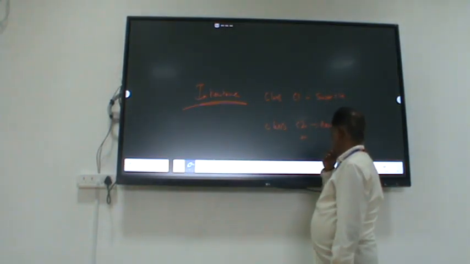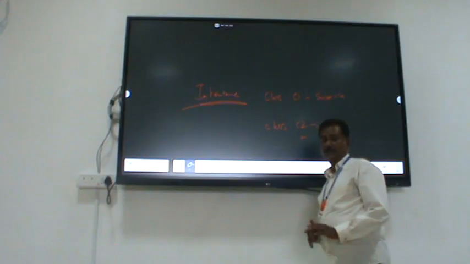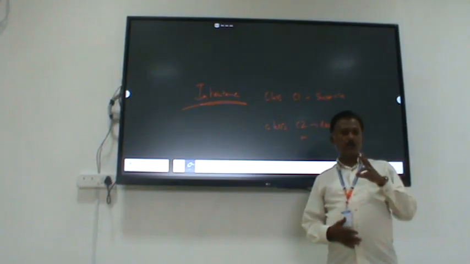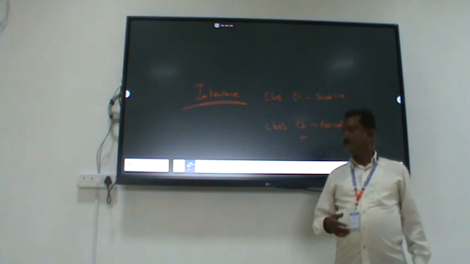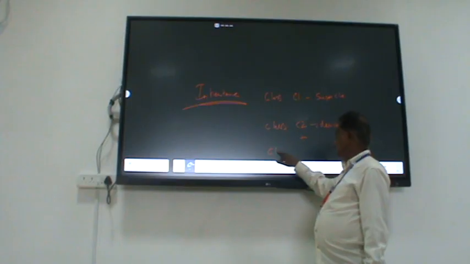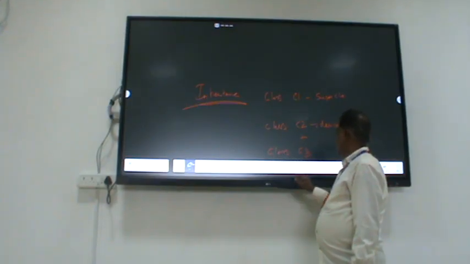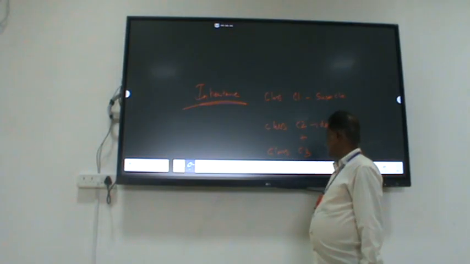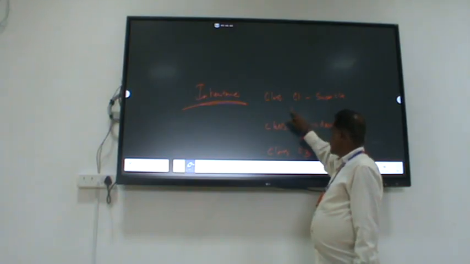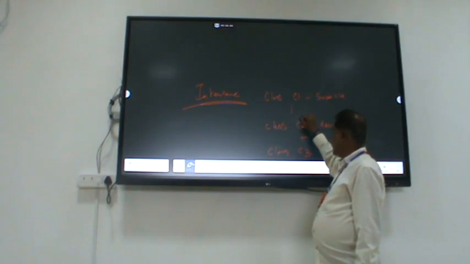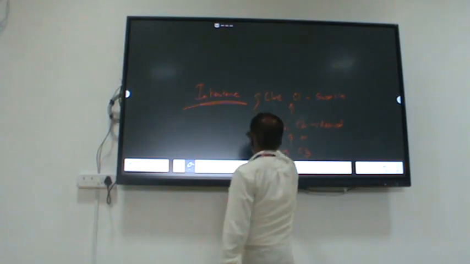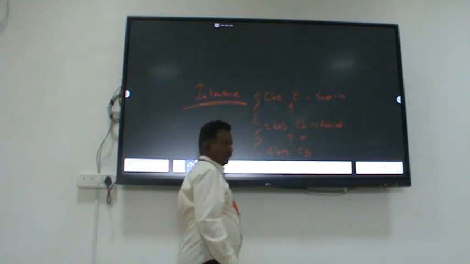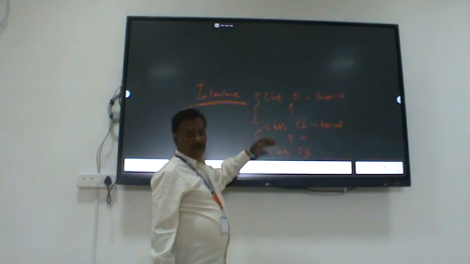This is called single inheritance. When I have only two classes, it is single inheritance. When I have three classes, class C1 is a superclass, C2 inherits from C1, and C3 inherits from C2. So this is the first level of inheritance, and this is the second level of inheritance. This is called multi-level inheritance.